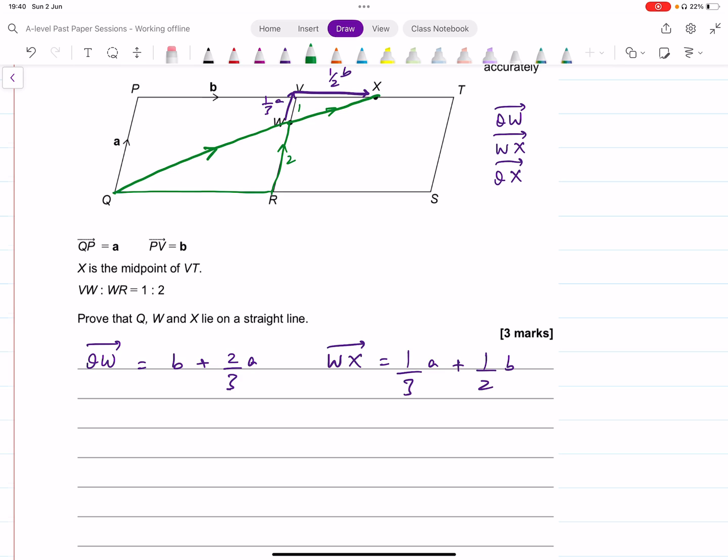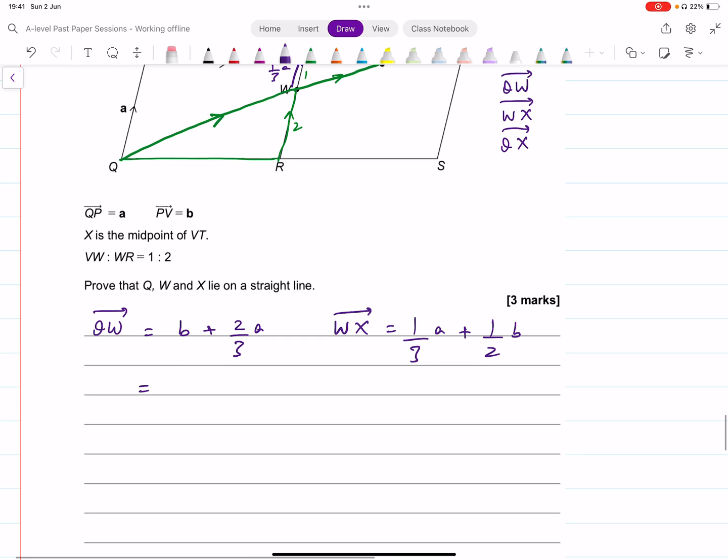Let me rearrange it first, because otherwise we can end up using the wrong ratios. 2 over 3 times A plus B, that is QW, and WX is 1 over 3 times A plus 1 over 2 times B. Okay, now can we write one of these vectors as a multiple of the other vector?